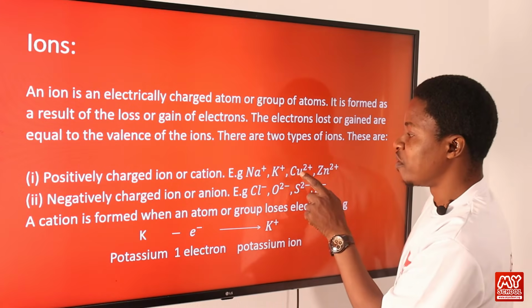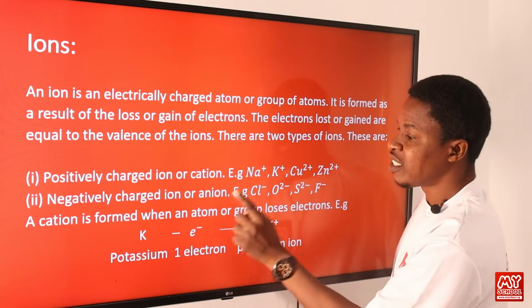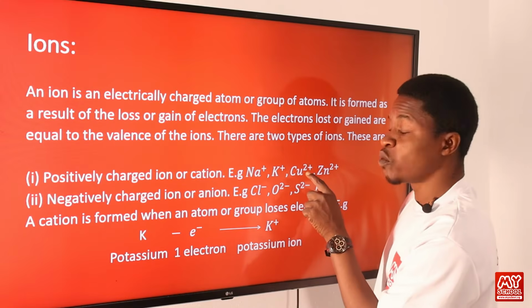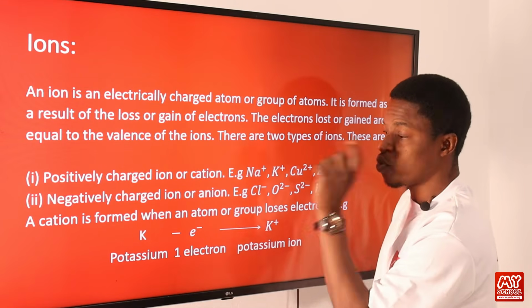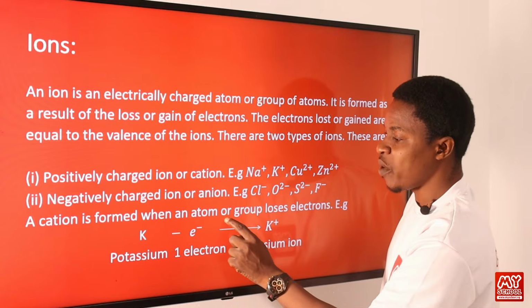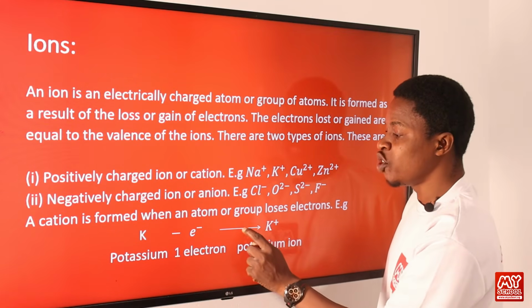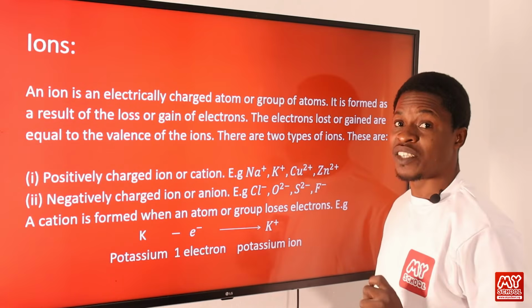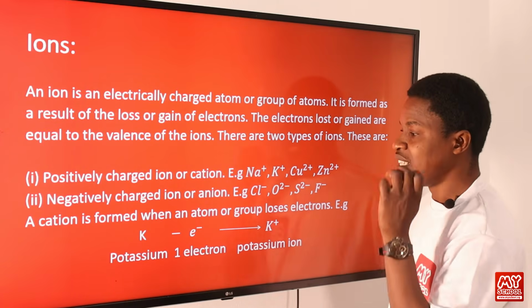The same thing happens for all of these. For copper, it will be Cu minus 2e minus, because we have 2 electrons. Copper is going to lose 2 electrons, so Cu minus 2e minus, then we have an arrow to Cu2 plus. Which means it has lost 2 electrons and becomes positively charged.